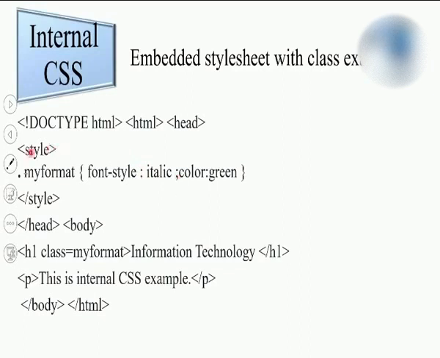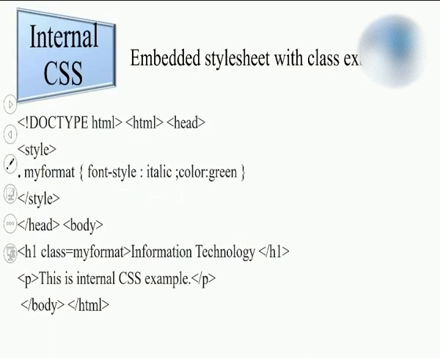Students, observe, I specified myformat as italic and green, but I have to make use of this myformat inside my body. If I don't make use of it anywhere inside the body, it is of no use writing how I want the format. Whatever you declare over here should be used inside the body. So I wrote this myformat here, and I'm applying it for the information technology word as the heading. For applying it, I just wrote class equal to myformat. So this information technology will have all the effects which I have specified in the style tag.